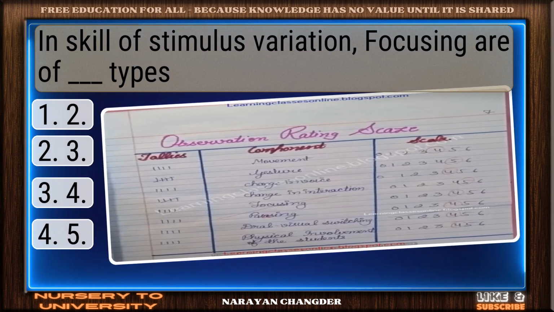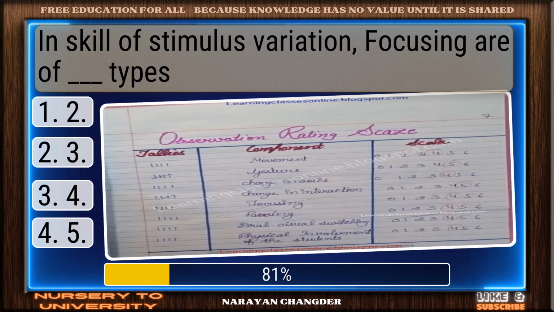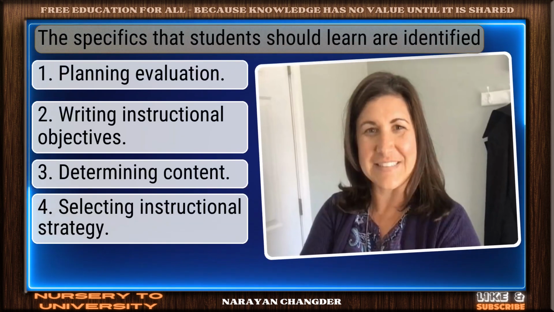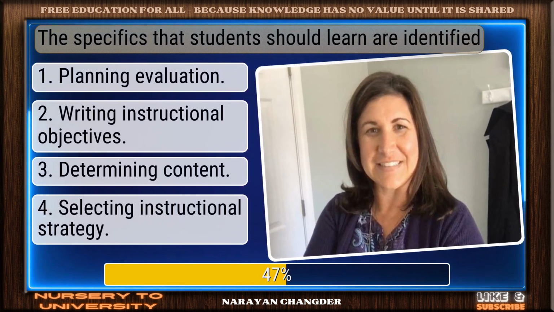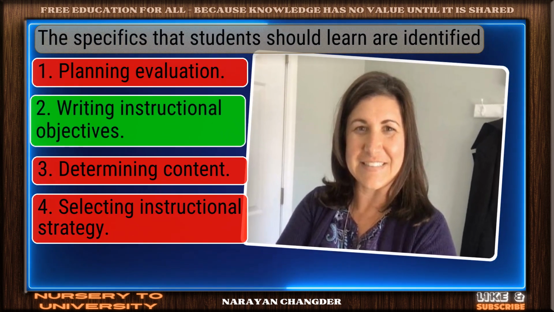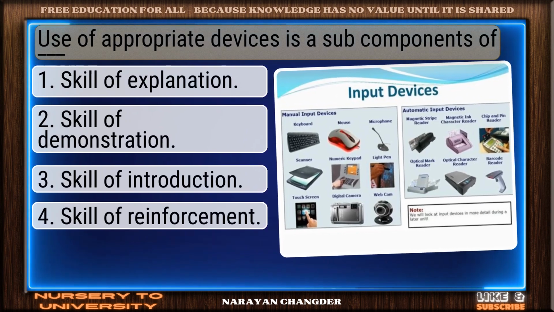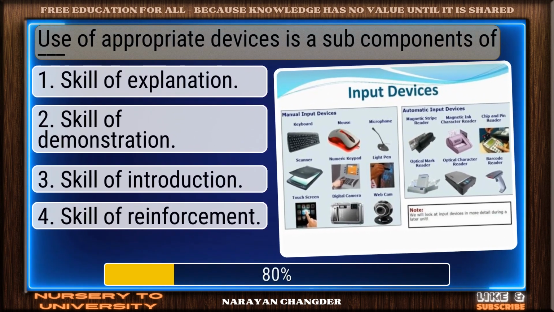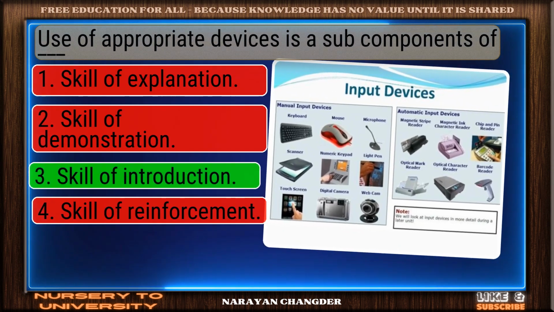In skill of stimulus variation, focusing are of dash types. Right again. 3 is a valid answer. The specifics that students should learn are identified. Well reasoned. Writing instructional objectives is the correct choice. Use of appropriate devices is a subcomponent of dash. Smart move. Skill of introduction is an accurate answer.